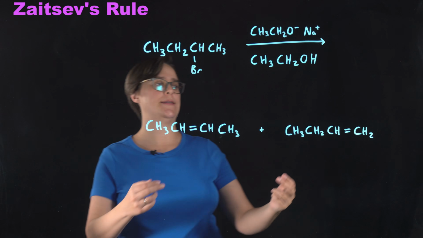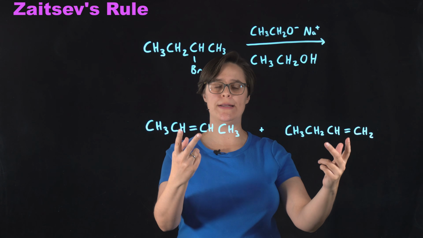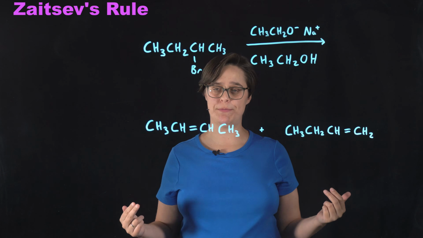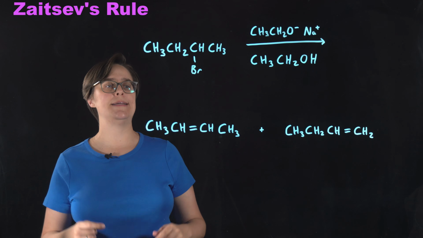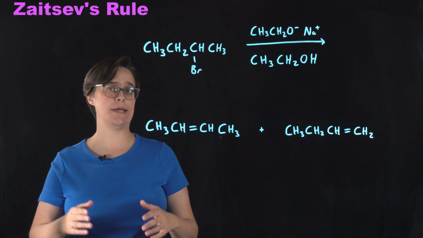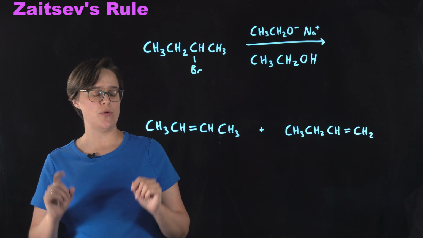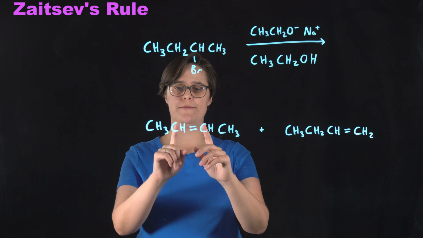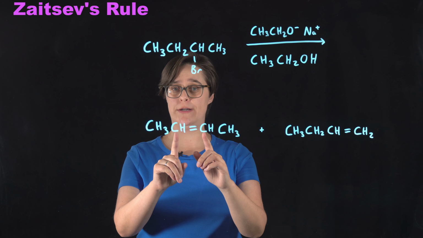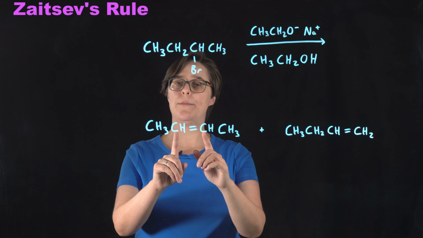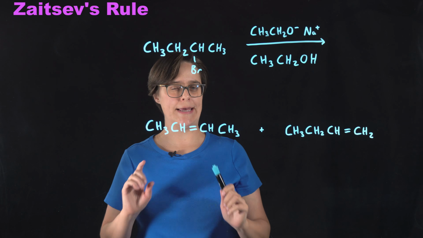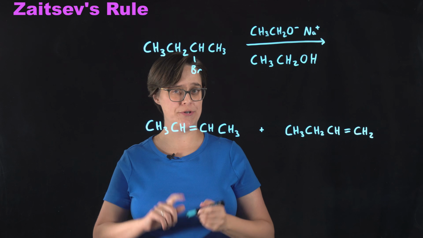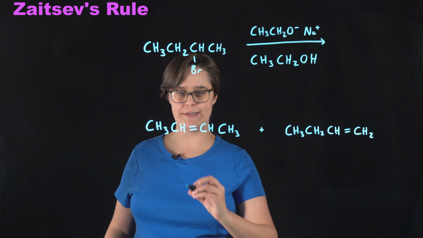Zaytsev's rule says that the more stable alkene is going to be the major product. And the way that that is defined in Zaytsev's rule is that the more substituted alkene is more stable. So what you need to do is find the 2 carbons involved in our new double bond and count how many other carbons are directly bonded to them. Now, I think that this is a lot easier to see in line structures, so let me just redraw these.